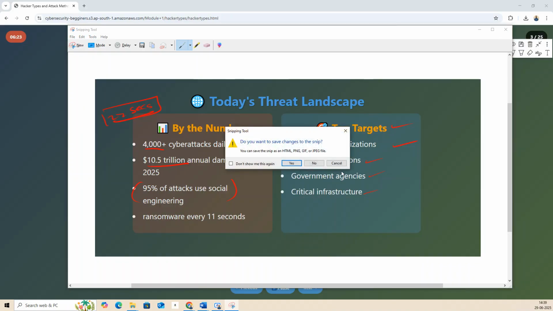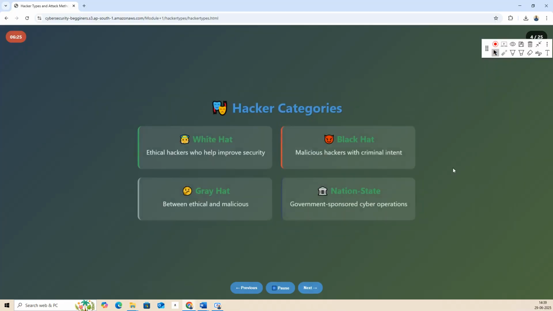So let's move on to the next slide, which is hacker categories. Before we dive deep, let me give you the high level classification system. Think of this as our threat taxonomy.